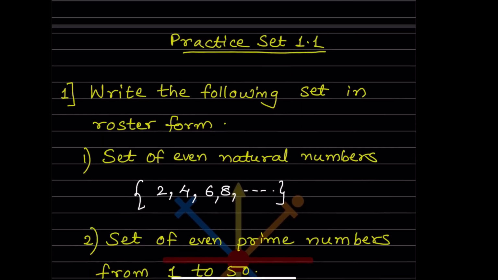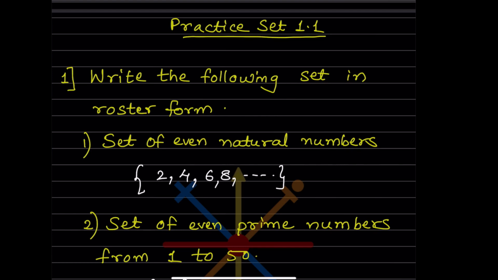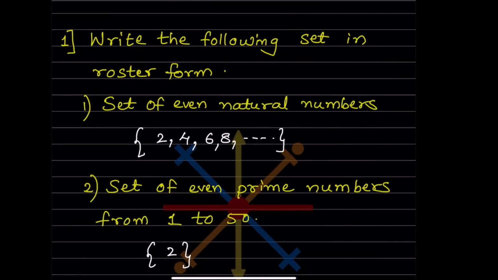Now let us see the practice set 1.1 from the textbook. It says, write the following sets in the roster form. Now you know what the roster form is. Whichever I wrote in yellow color is the question, and the white one is the answer. Set of even natural numbers: you know the even natural numbers are 2, 4, 6, 8 and so on. You can just write a few numbers and put them in the curly bracket.